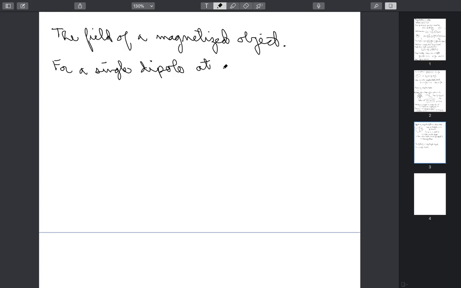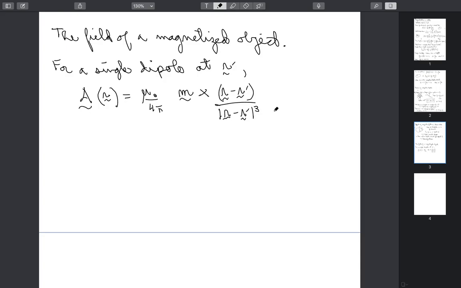centered at some origin point r prime, what we had from last time was that the vector potential that's created at an evaluation point r is just mu0 over 4 pi, with now the dipole moment m that we saw last time crossed into r minus r prime divided by |r minus r prime| cubed. Okay, so it's a 1 over r squared when you're measuring it at large distances.